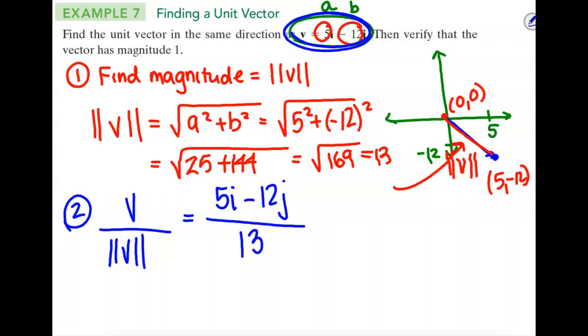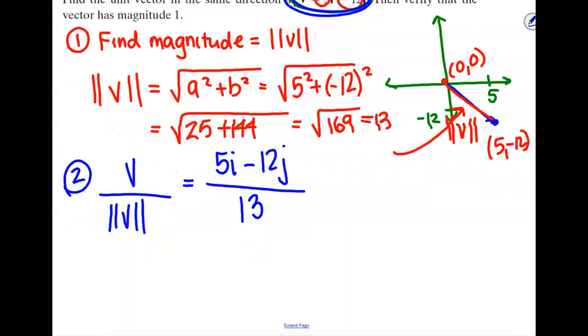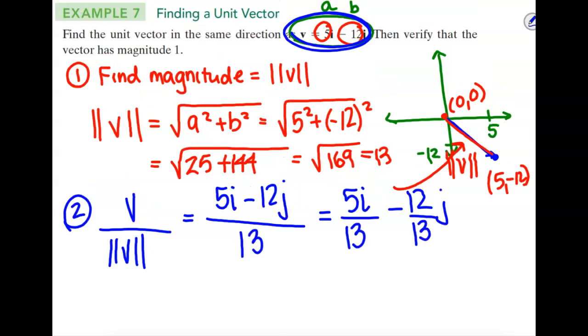So to simplify this, we break it into 2 terms. So we're going to take 5i divided by 13 minus 12 divided by 13j. So now that is our vector as a unit vector. Part 3 says, now verify that that vector is a length of 1, a magnitude of 1.